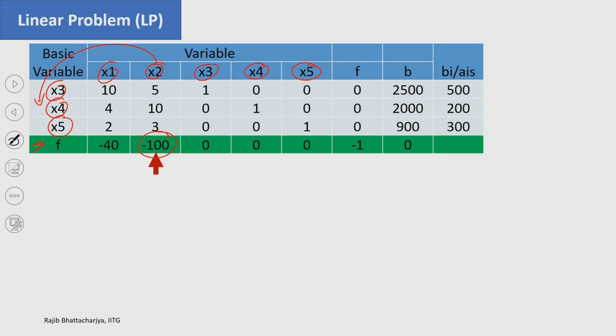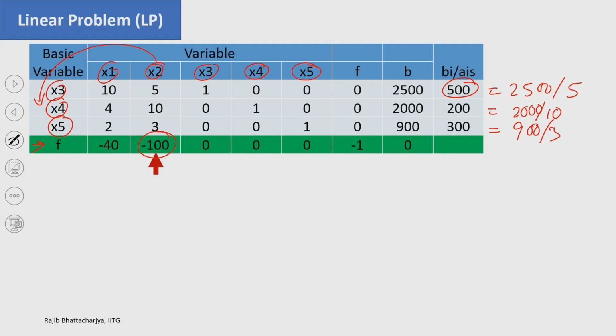So, what will it replace? We have to calculate the ratio of b_i by a_is. So, the ratio for the first one is 2500 divided by 5. So, I am getting 500. Then for the second one, that is 2000 divided by 10, so I am getting 200, and for the third one I should get 900 divided by 3. So, therefore, I am getting 300.